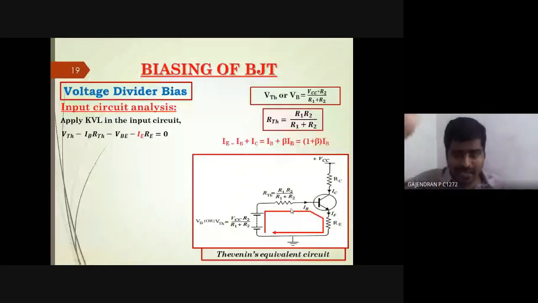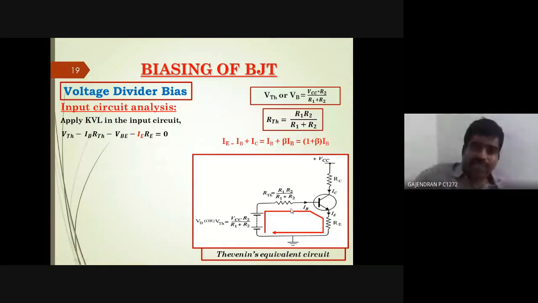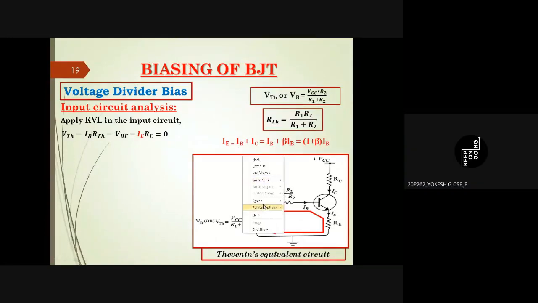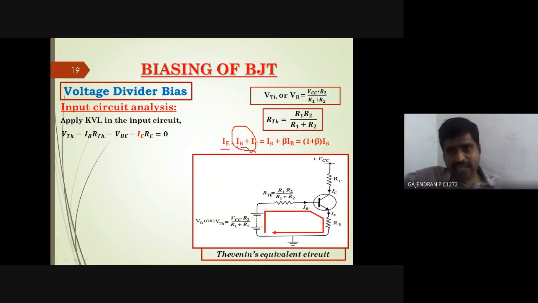IE is there. What? Emitter current is equal to. Which law do we apply to write this? KVL or KCL? KCL. So we know that emitter current is the summation of my base current and the collector current.